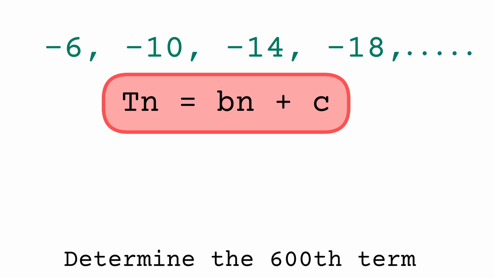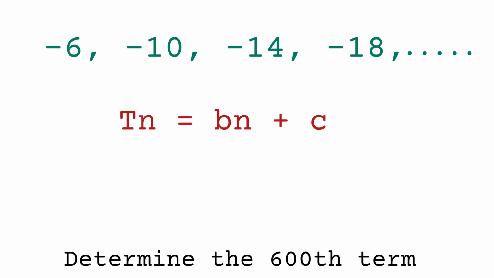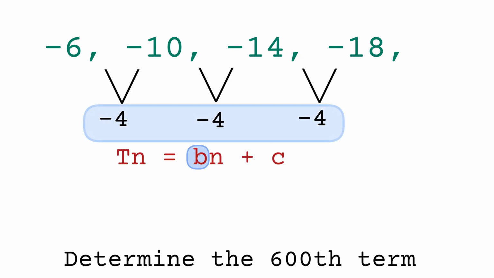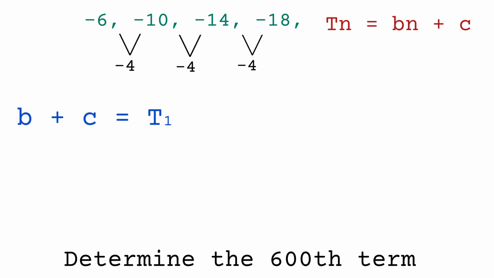The general formula for linear number patterns is Tn equals Bn plus C. B represents the constant difference, which in this case is -4. We do not have the value of C, so we calculate it using the formula B plus C equals T1, which is the first number that you are given in your sequence. The value of B is the constant difference, which is -4. We are looking for the value of C, so we write it as it is.